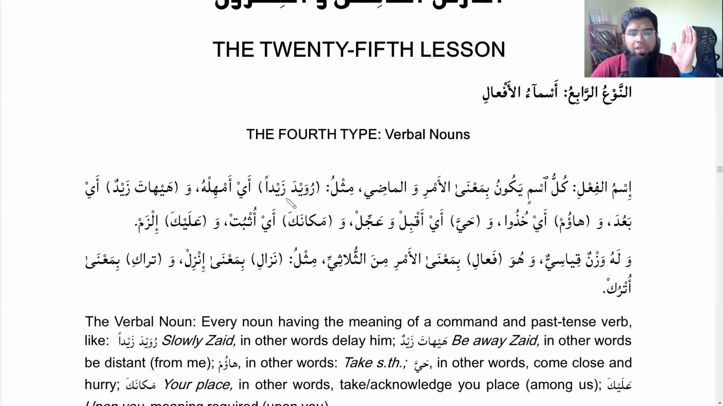مثل رويدا زيدا أي أمهله. رويدا, that means slow down. Zaidan, amhilhu, that means slow down, same thing. Amhilhu is also the same thing. Delay him. Ruwayda Zaidan. Delay him. That means slow Zaid down. Yeah, that's what they translate.